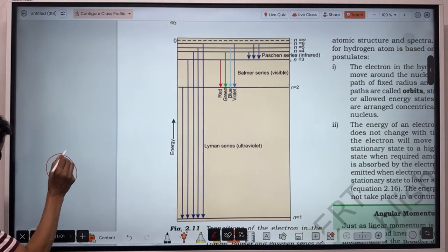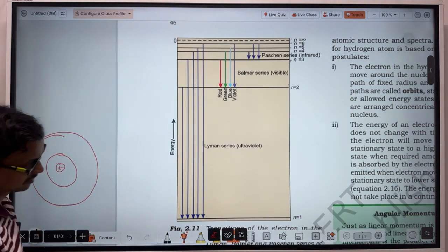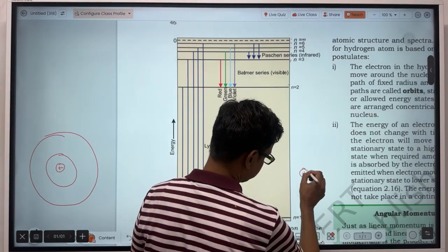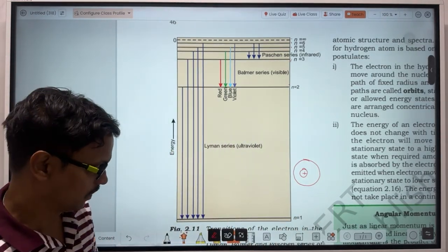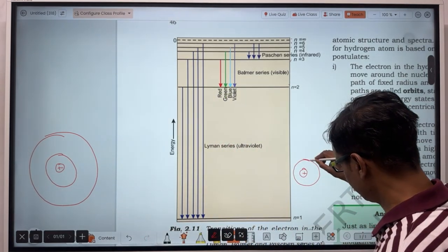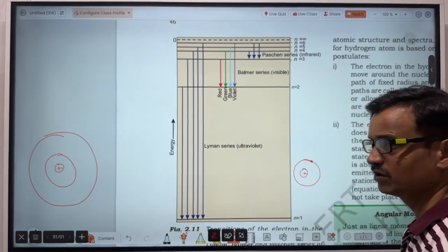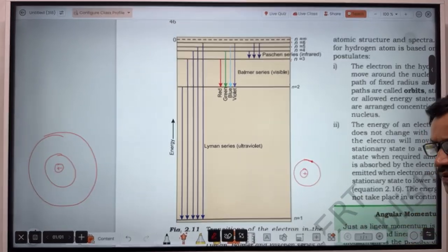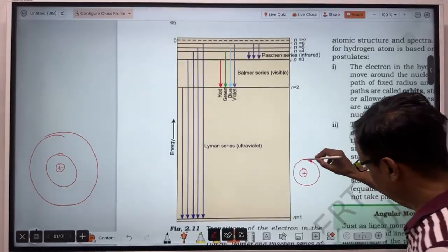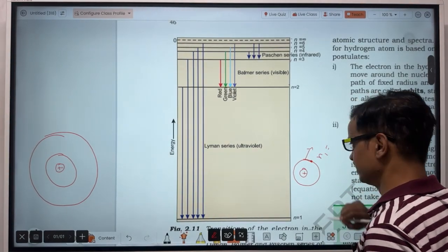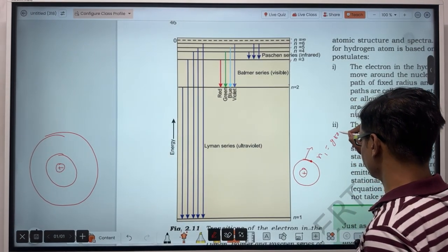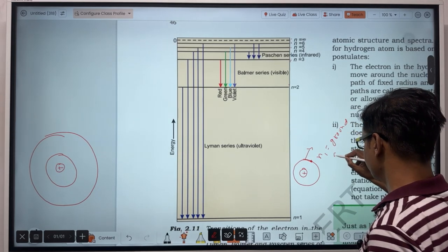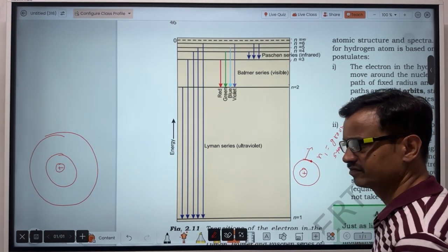When energy is provided to the hydrogen atom, there is only one electron. When the electron of hydrogen revolves in the first shell, that is, the first energy level, n equal to 1, that is called the ground state.